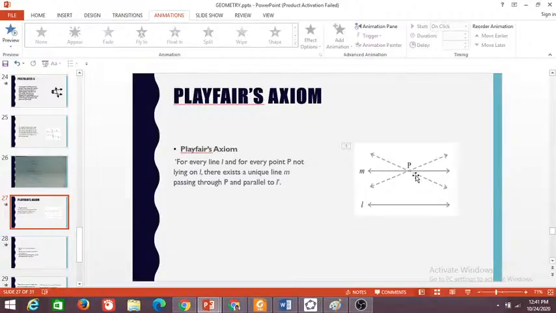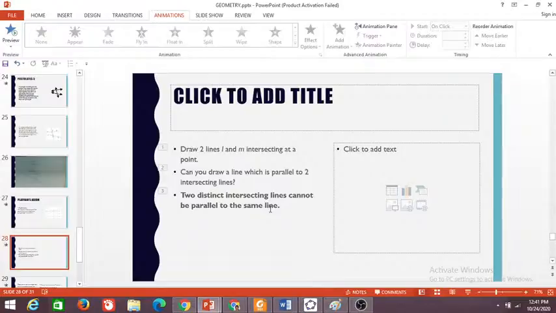Okay, so in Playfair's axiom, we are saying that this is an equivalent form. All this means the same thing. So there is a line L, there is a point P which is not on the line L, and if we draw a parallel line to this line passing through the point P, it will be only one. So there will be a unique line passing through the point P and parallel to line L. Then we saw that two distinct intersecting lines cannot be parallel to the same line.